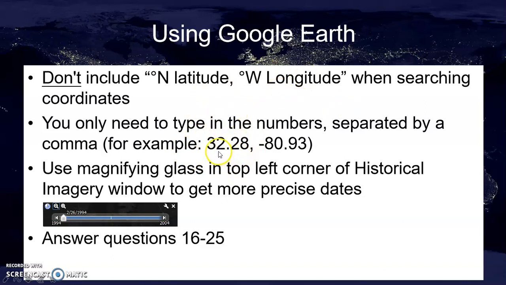The first number is always going to be latitude in Google Earth, and the second set of numbers is going to be longitude. That's just the format, and then it knows that it's north because it's positive. South is negative, and same thing with the longitude. Negative means west, positive means east. So you don't need to include anything but the numbers separated by a comma.